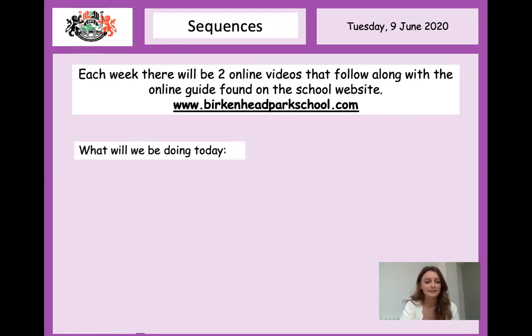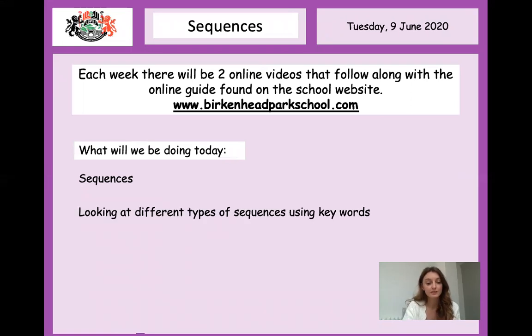So what we'll be doing today, as I've already discussed, we'll be going through sequences. We'll be looking at different types of sequences using keywords because they are really important. And we're going to be looking at these 3 types of sequences: arithmetic, geometric, and Fibonacci.